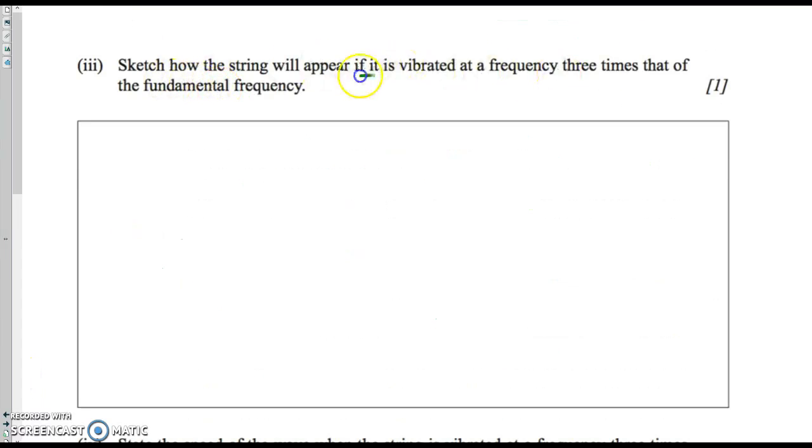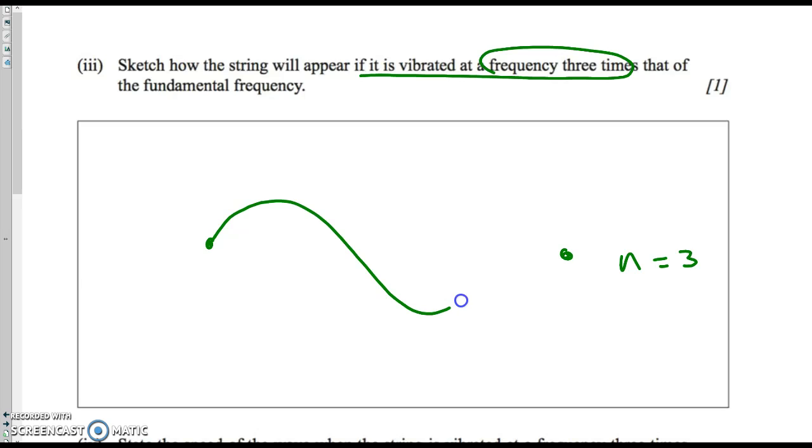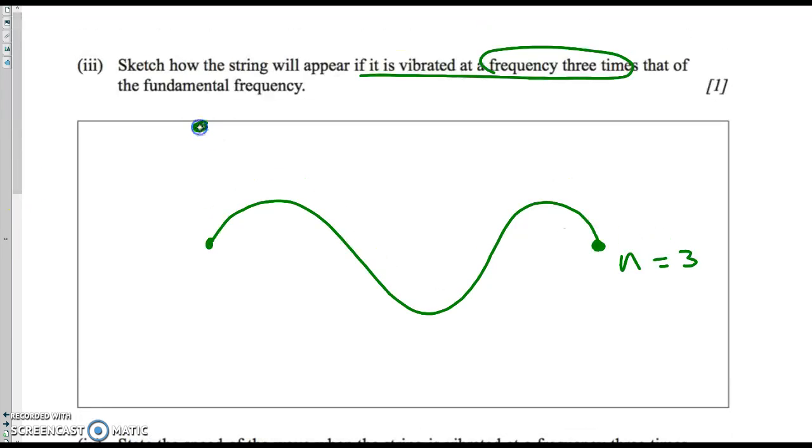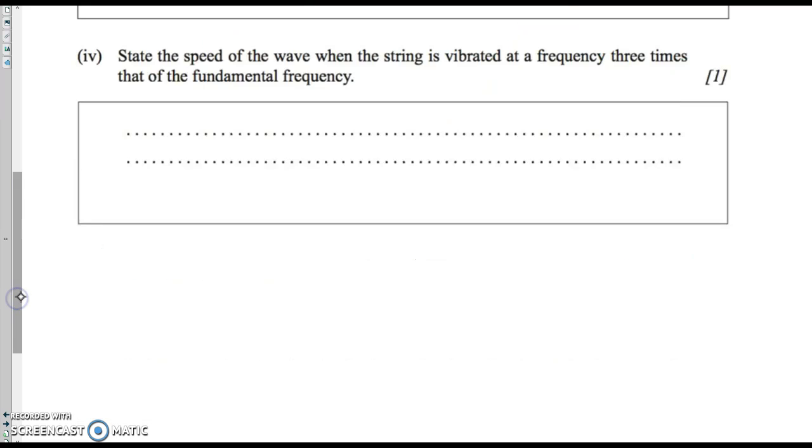Sketch how the string appears if it's vibrated at 3 times the frequency. Okay, so we're going up to n equals 3. The third integer multiple, n equals 3. So n equals 3, you have 3 times, well, let me try that again. Just move the end over. Something like that. Whereas the first wave had only 1 antinode, here we have 3 times as many antinodes. The wave is 3 times as frequent.